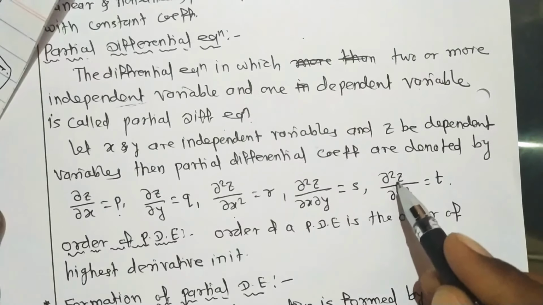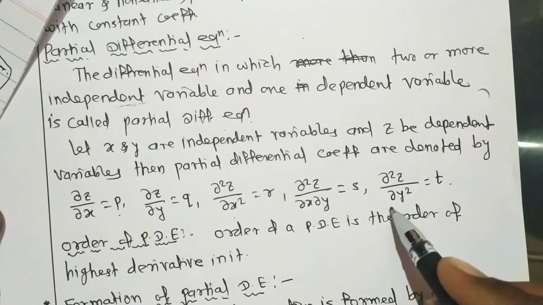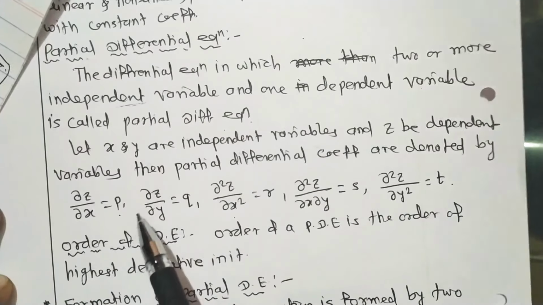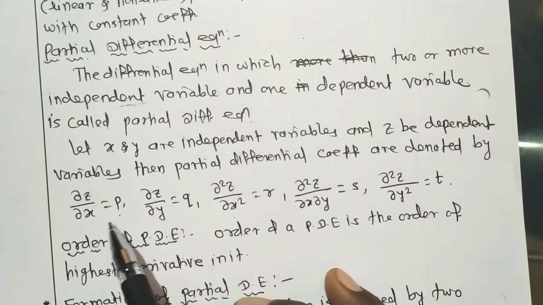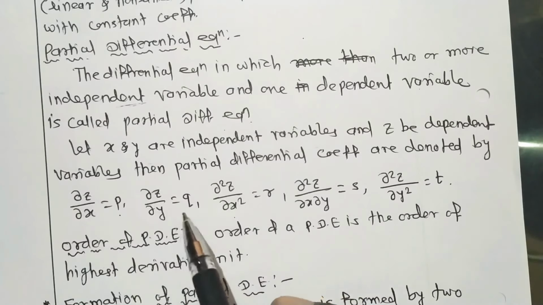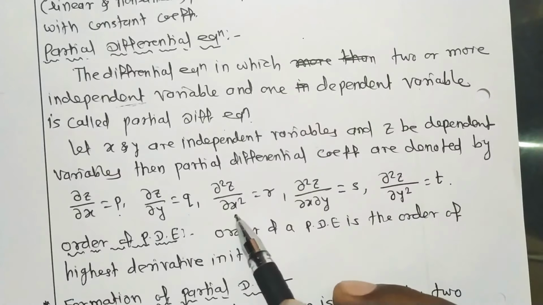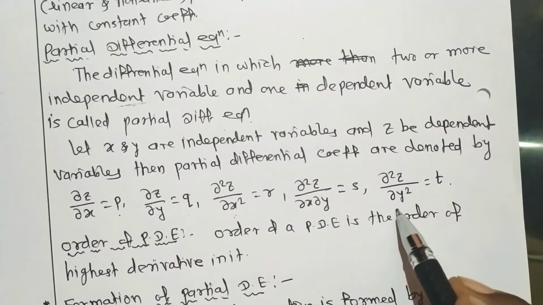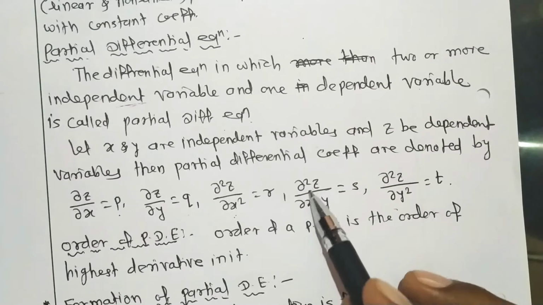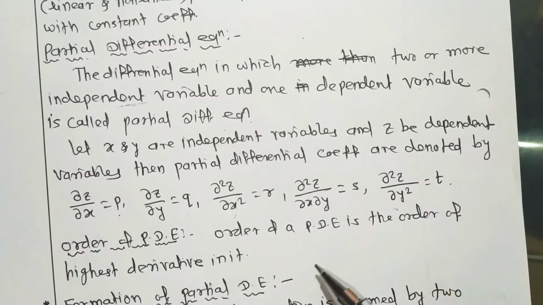Similarly, t is equal to ∂²z/∂y². So these are some notations of partial derivatives. Again I am repeating, p is ∂z/∂x, this is very important. q is ∂z/∂y, r is ∂²z/∂x², t is ∂²z/∂y², and s is ∂²z/∂x∂y.